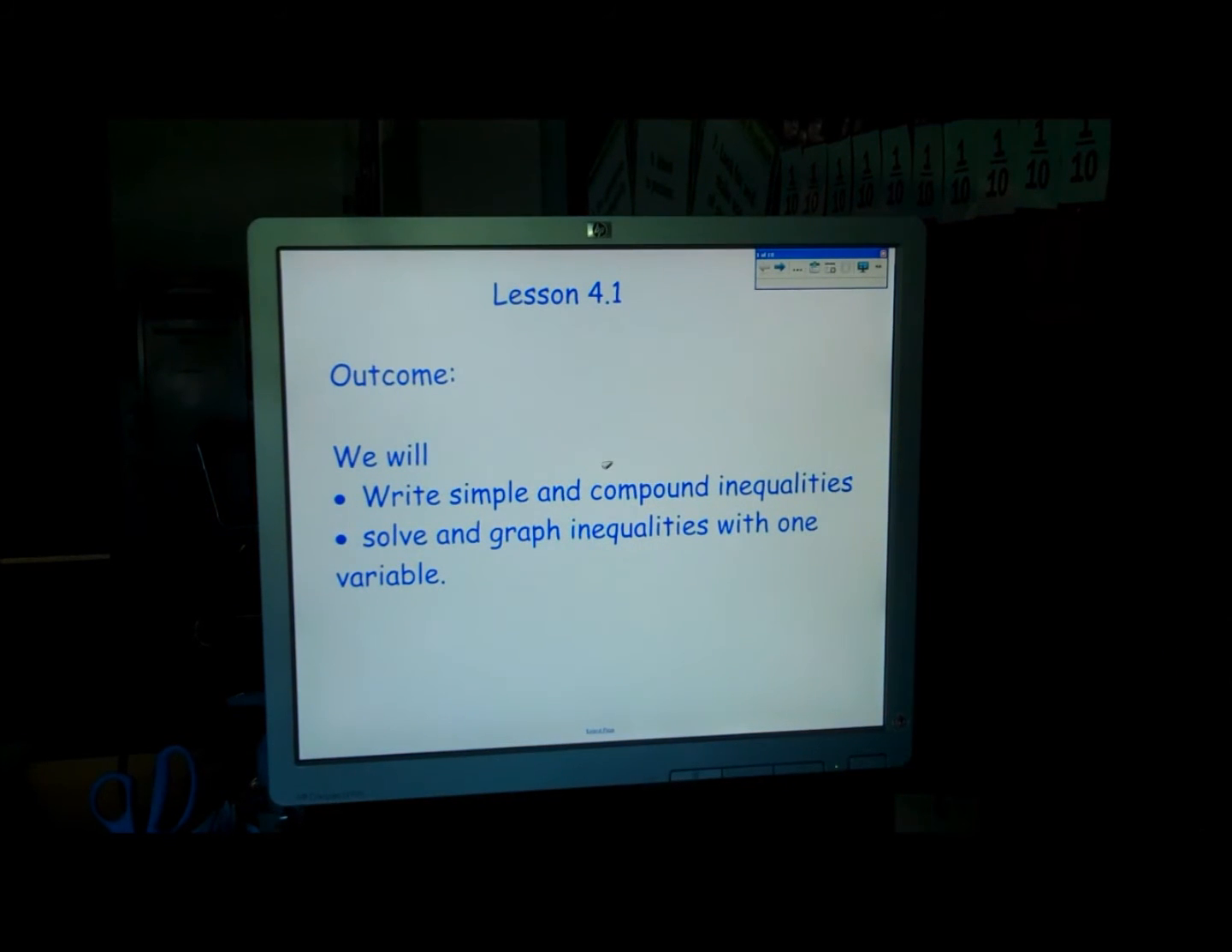Lesson 4.1. Our outcome is going to be to write simple and compound inequalities, solve and graph inequalities with one variable.